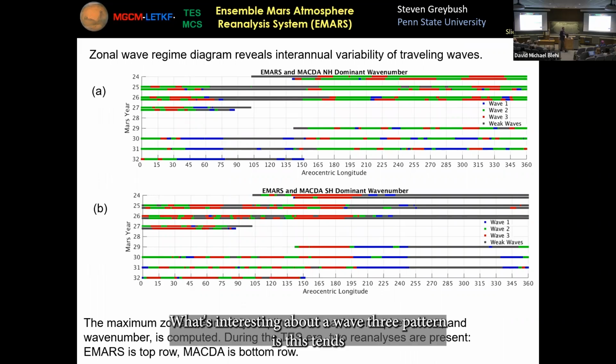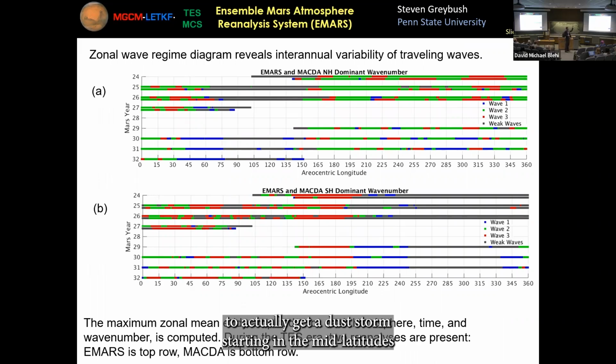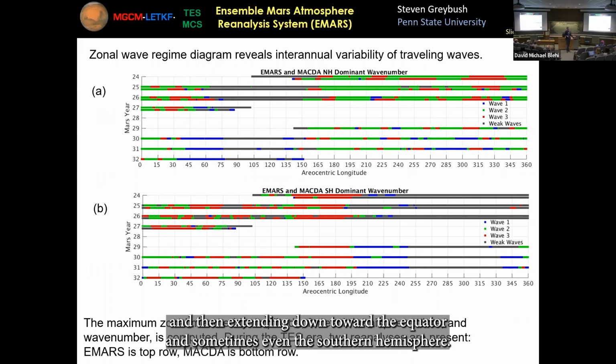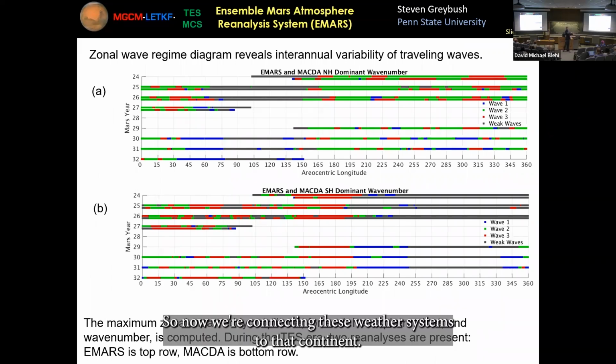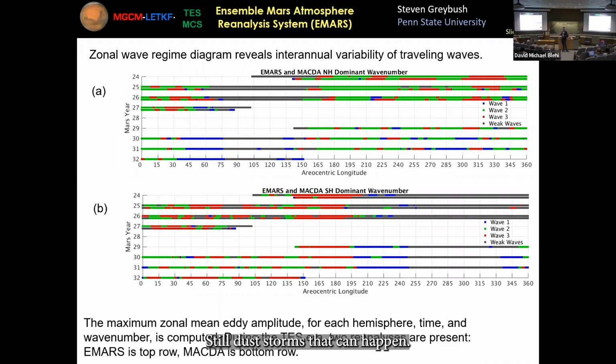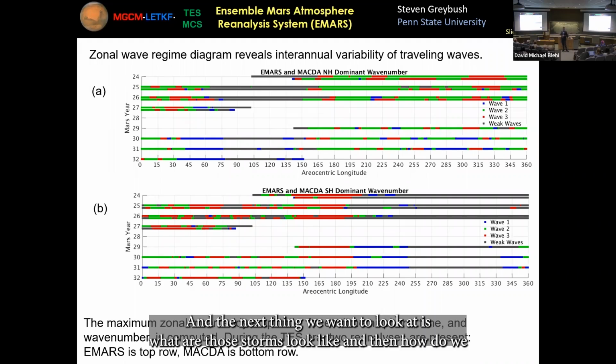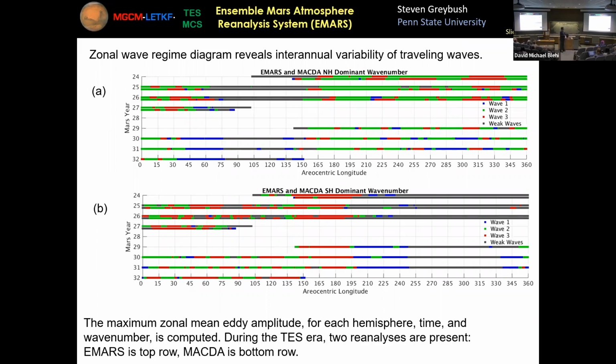What's interesting about a wave 3 pattern is this tends to actually get a dust storm starting in the mid-latitudes and then extending down toward the equator, and then sometimes even the southern hemisphere. So now we're connecting these weather systems to that continent-scale dust storm that can happen. Okay, the next thing we want to look at is what do those storms look like, and then how do we ever get global dust storms?